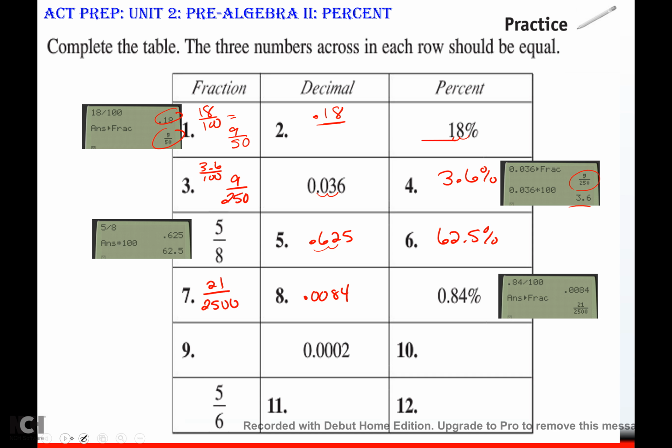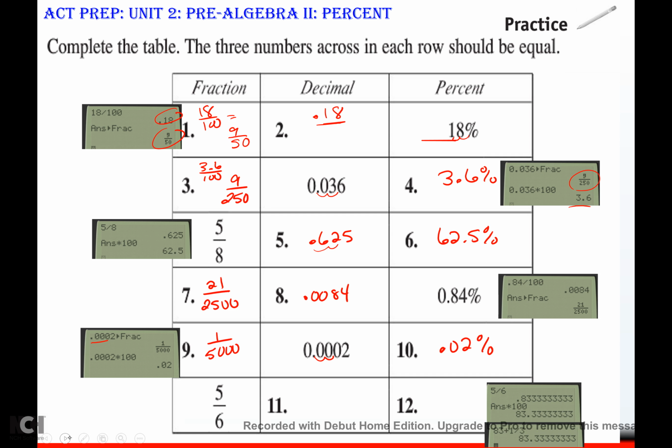Okay, for 0.0002, to make it a fraction, I just type it in and hit math enter, and it's 1 over 5,000. And if I take this and move it 2 places over, it's 0.02%. Okay, last one, they gave me 5/6. Divide on the calculator gives me 0.83 repeating. And then move it twice over would be 83.3 repeating percent. Or you could write it 83 1/3.